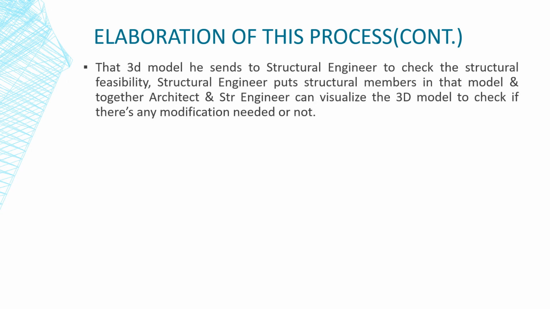So in this way we can create section very easily and accurately. Then that 3D model he sends to our structural engineer to check the structural feasibility. Structural engineer puts structural members in that model, and together architect and structural engineer can visualize the 3D model to check if there is any modification needed or not.